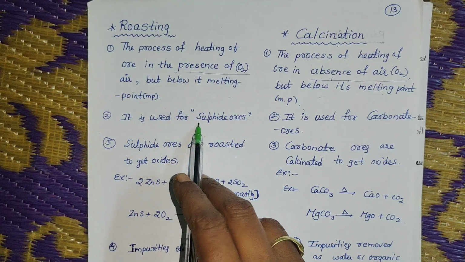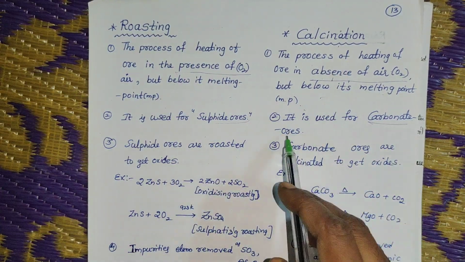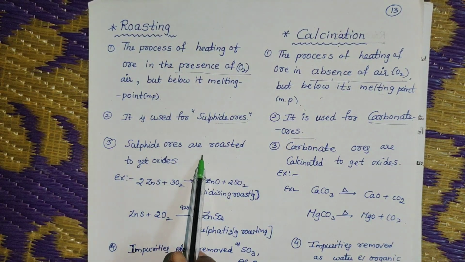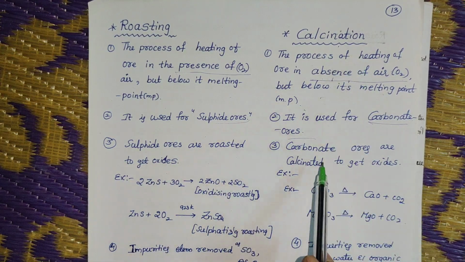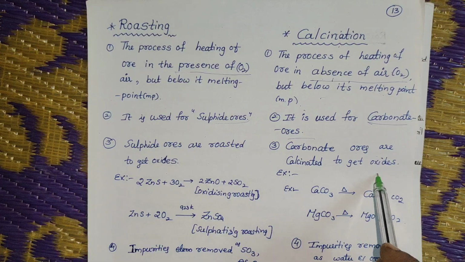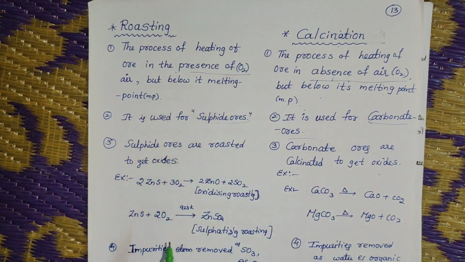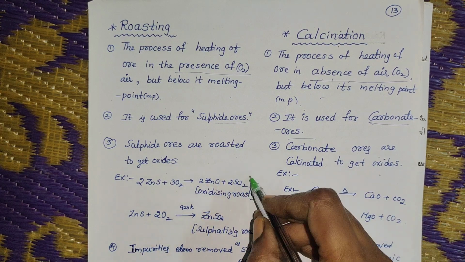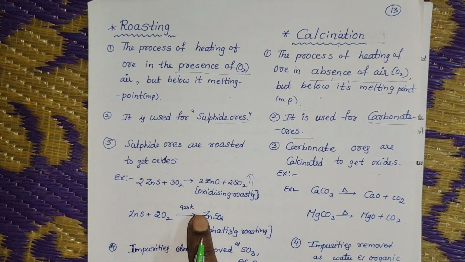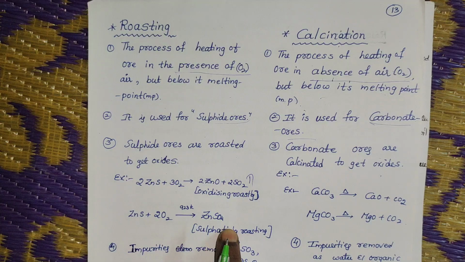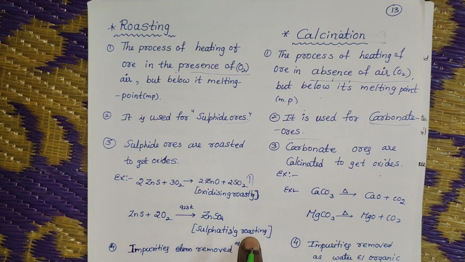Roasting is useful for sulfide ores. Calcination is useful for carbonate ores. Sulfide ore is roasted to get oxidized. In calcination, carbonate ores are converted to oxides. Here in roasting, ZnS with more oxygen is involved in oxidizing roasting, giving ZnO and sulfur dioxide gas eliminated. And zinc sulfide in the presence of oxygen at 923 K converts into zinc sulfate. It is sulfatizing roasting.